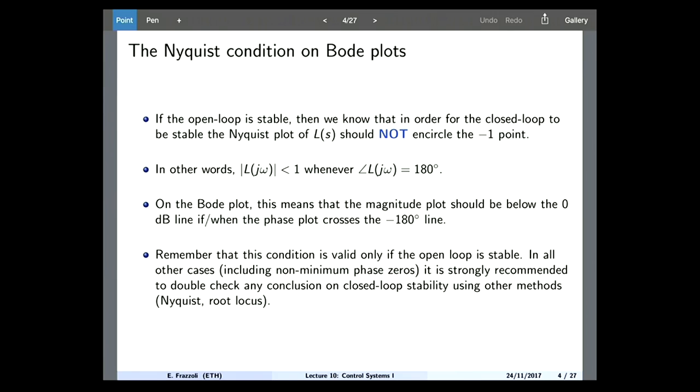So trust this only if all of your open loop poles and all of your open loop zeros are actually in the left half plane. If you have any open loop pole or open loop zero in the right half plane, don't trust Bode only, okay? Do a root locus, do Nyquist. Word to the wise, typically when you see in an exam a transfer function which has some non-minimum phase zeros or is open loop unstable, that's typically a trick question, okay? So pay attention, okay? So don't trust Bode only.